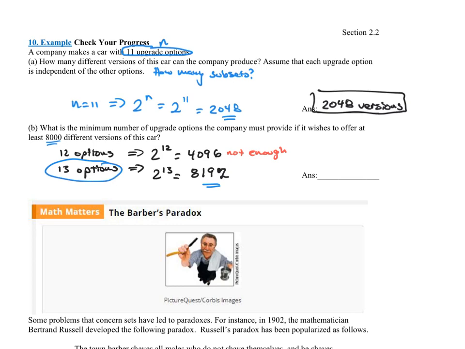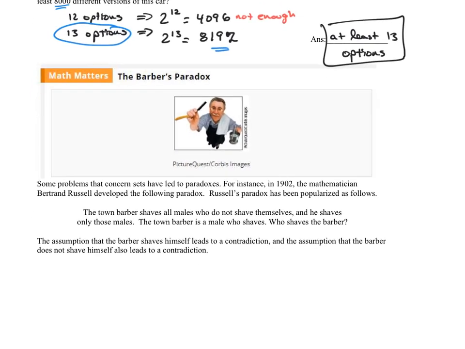So what does that mean? It means you need at least 13 options. If you have 13 options or more, you can say you have at least 8,000 different versions of this car. Okay. This last one, there's no math to do.